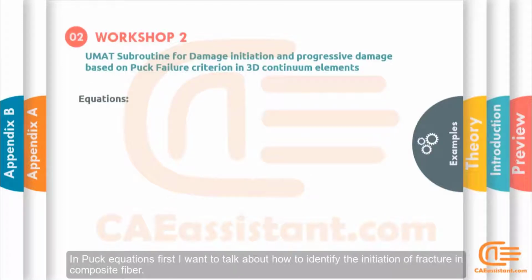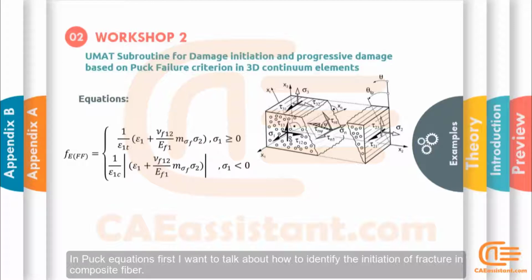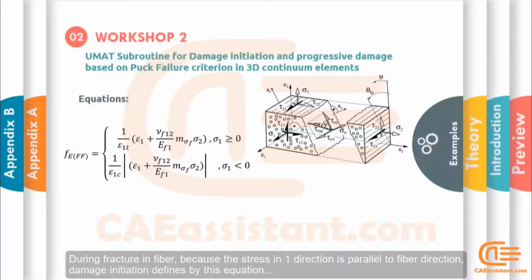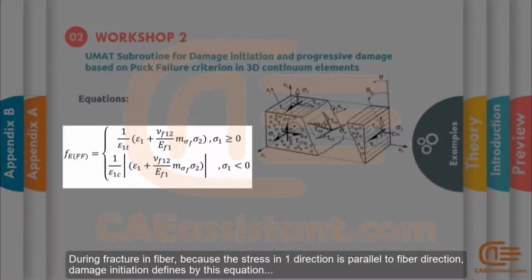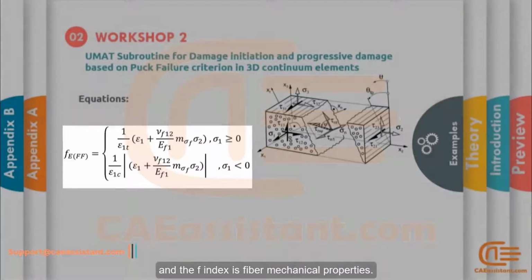In Puck equations, first I want to talk about how to identify the initiation of fracture in composite fiber. During fracture in fiber, because the stress in one direction is parallel to the fiber direction, damage initiation is defined by this equation. It has 2 terms for each tension and compression. It's notable that m sigma f is the magnification coefficient, and the index f denotes fiber mechanical properties.